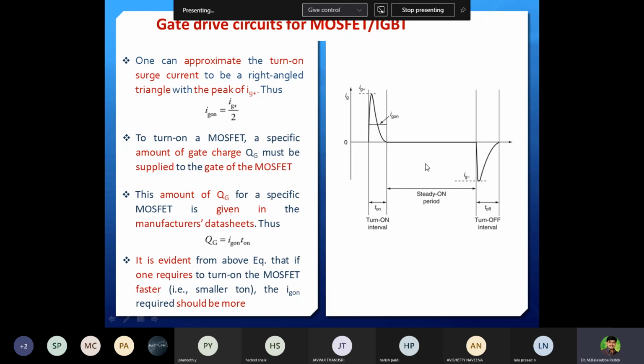From this, if one is required to turn on the MOSFET faster, then IG on should be more. If you give more current, it will turn on very fast. If the switching is slower, then a smaller IG on would be enough. Because more charge carriers will reach the reverse bias junction, it will trigger faster. So if you pass a high IG on value, the device is going to turn on quickly, and if it is low, it will take much more time to turn on the device.